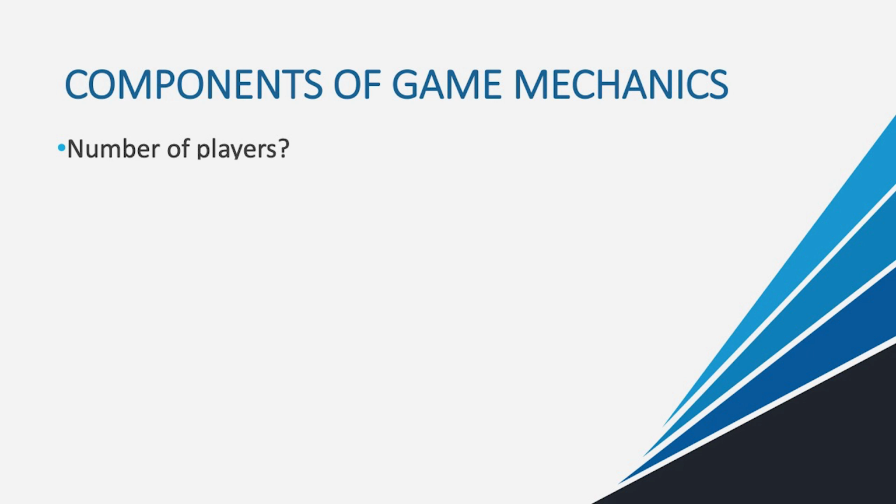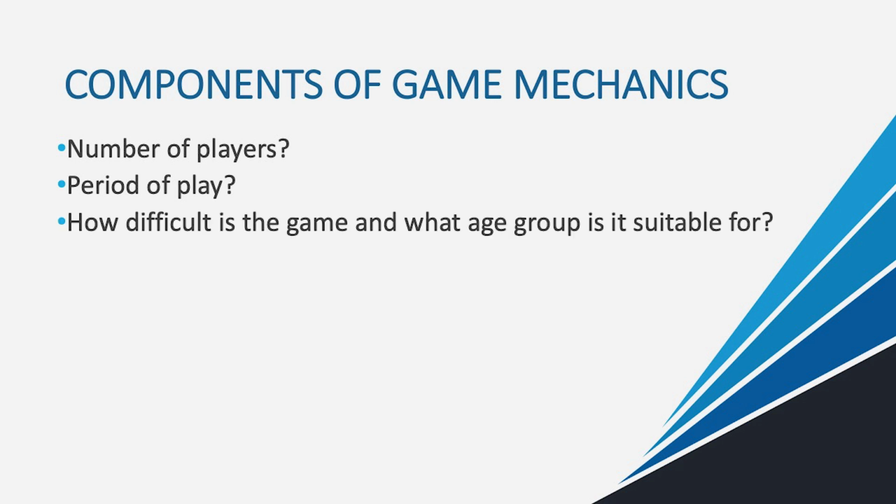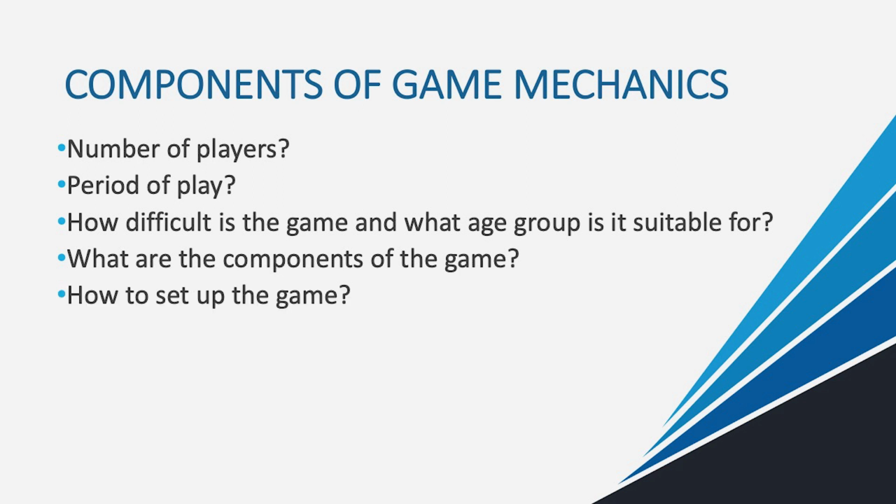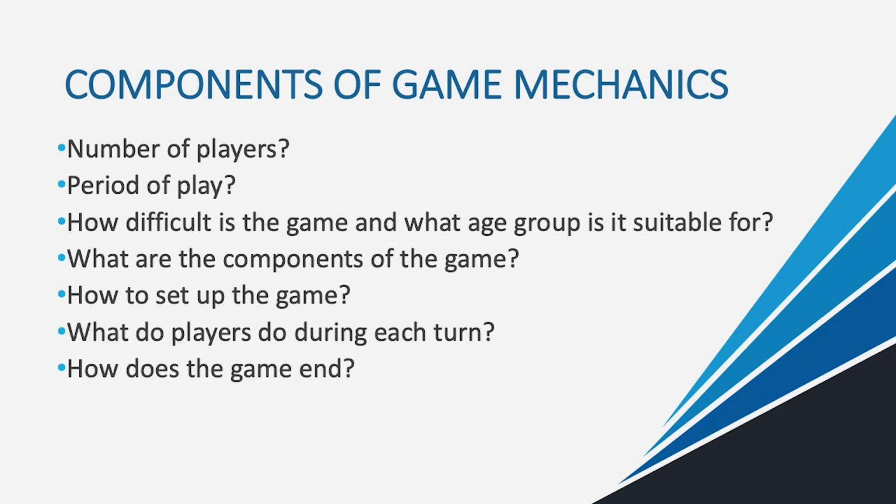What are the components that make up game mechanics? Firstly, we look at the number of players required to play a game. Is it a 2-player game, or a 6-player game, or a party game with 10 people? What is the period of the gameplay? Is it a short game like 15 minutes, or a 1-hour gameplay? How difficult is the game, and what age group is it suitable for? What are some of the components of the game? Is it cards only, or are there boards, dice and tokens involved? How do you set up the game? What do the players do during each turn? How does the game end, and how do you determine the winner?